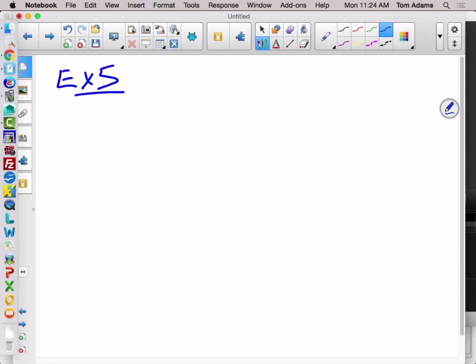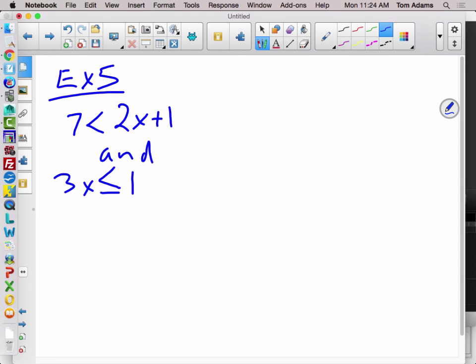Example number 5. It's pretty straightforward. It says, what's the solution of 7 is less than 2x plus 1 and 3x is less than or equal to 18. So here's a compound inequality.